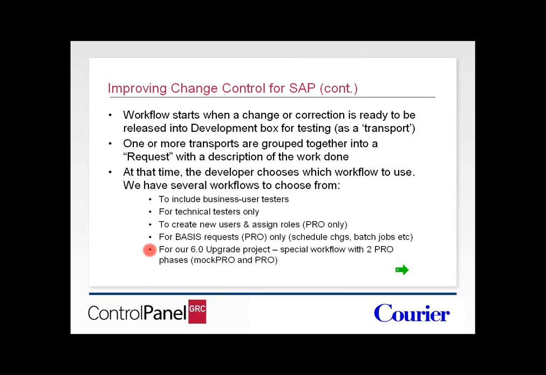We also just finished a 6.0 upgrade project last month, and we made a new workflow just for that project that had 2 Pro migration phases, Mock Pro and Pro, so that we could send everything to our production box as a test, as a mock go-live, and then when we were ready for go-live, we still had another migration phase, and the attendant approvals needed. It was already in the workflow, and that worked out really well for us.